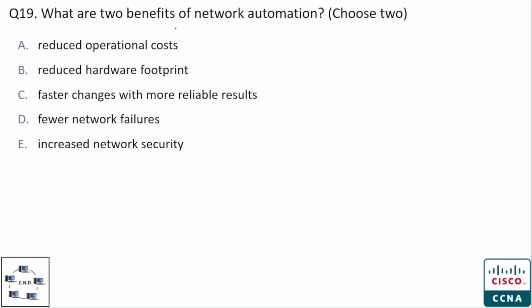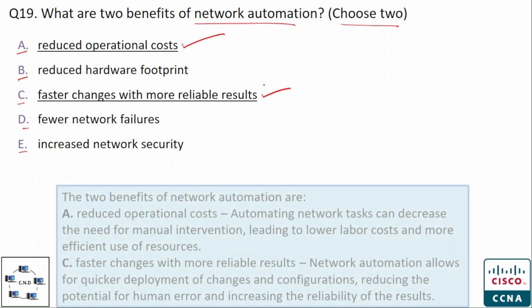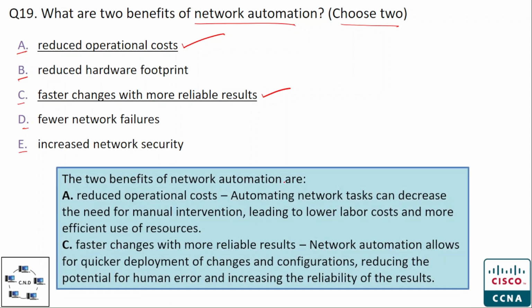Question number 19. What are two benefits of network automation? Choose two. The options are: option A, reduced operational costs; option B, reduced hardware footprint; option C, faster changes with more reliable results; option D, fewer network failures; and option E, increased network security. The correct options are option A, reduced operational costs, and option C, faster changes with more reliable results.